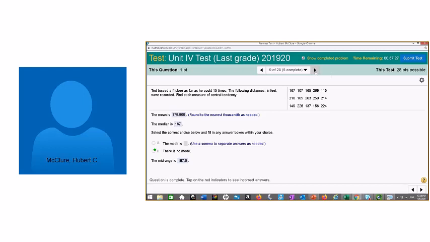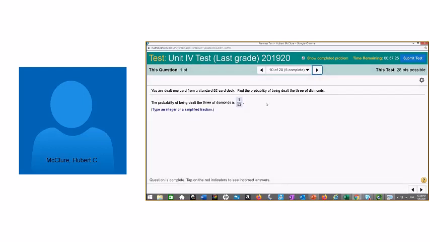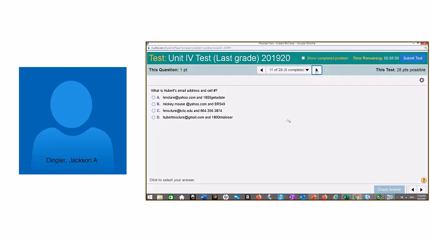Next, you are dealt one card from a 52 card deck. Find the probability of being dealt the 3 of diamonds. How many 3 of diamonds are there? There's only one. So it'd be 1 out of 52. Next. Next. Next.